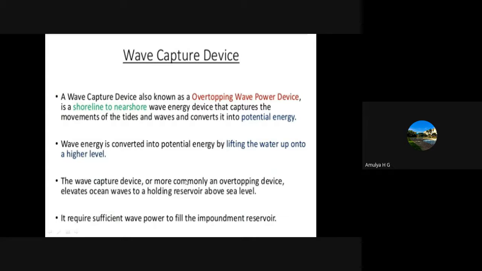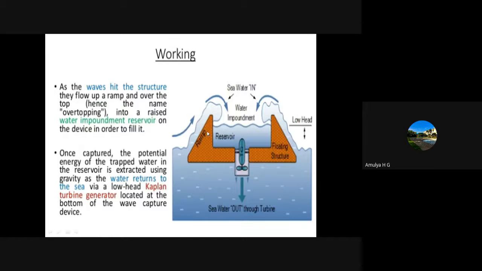The wave capture device, or more commonly the overtopping device, will elevate the ocean waves to a holding reservoir above the sea level. It requires sufficient wave power to fill the impoundment reservoir. Here the kinetic energy of the waves is used for lifting the wave energy and pouring that into a reservoir located above the sea level. You can observe this image. This is how the wave capturing devices or overtopping devices operate.